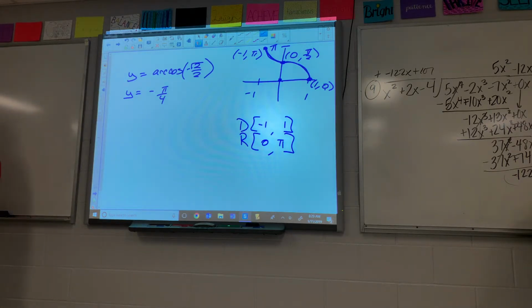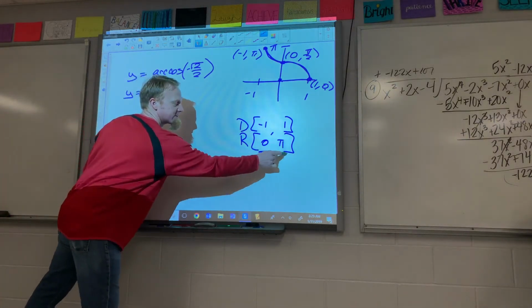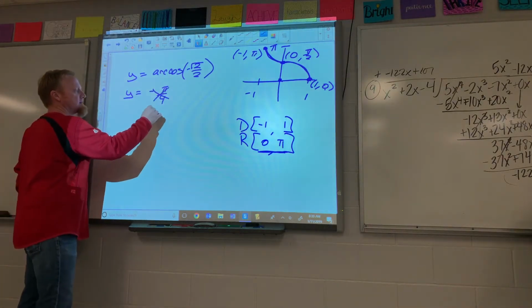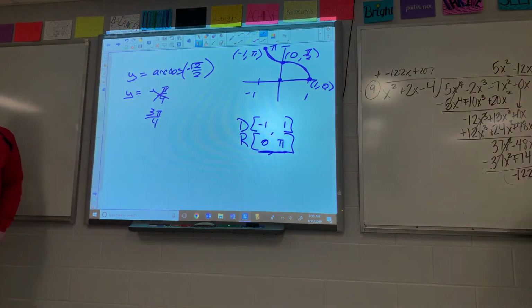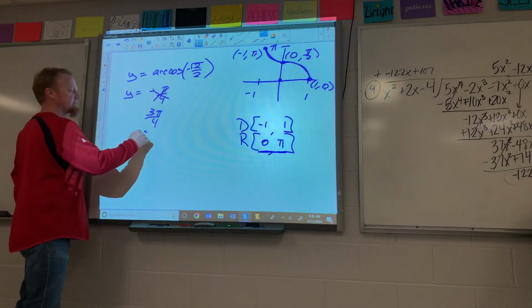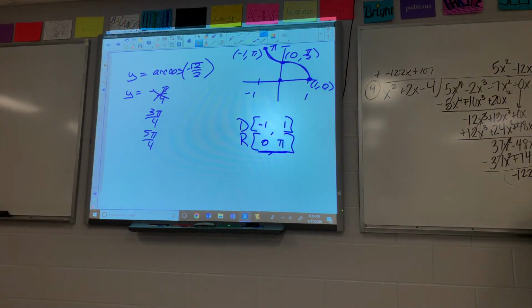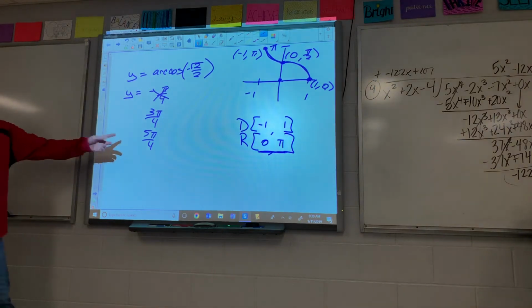Guys, look at the range. Can you have negative pi over 4? No. My range right here says my answers have to be between 0 and pi. Are there negative numbers between 0 and pi? No. So Casey, what did you say it is? 3 pi over 4 is correct. Now, how'd you know it was 3 pi over 4 versus 5 pi over 4? It has to stay in the range. 5 pi over 4 is not in my range.